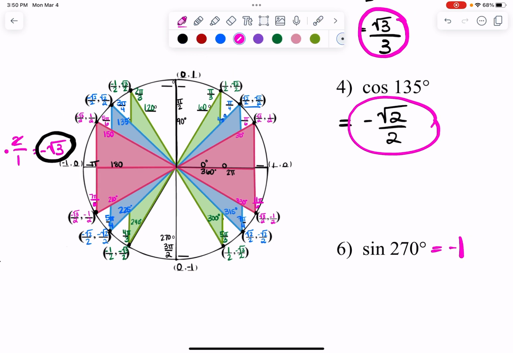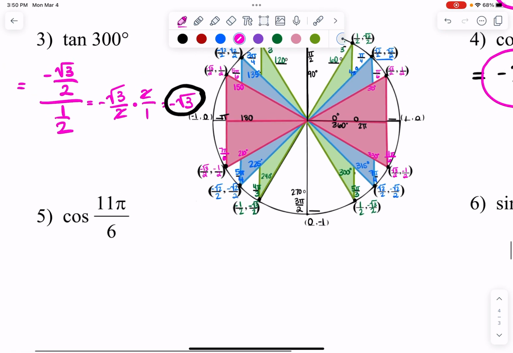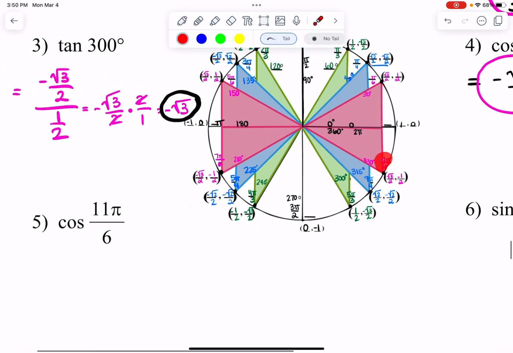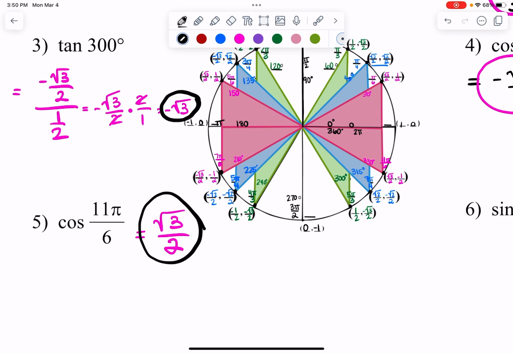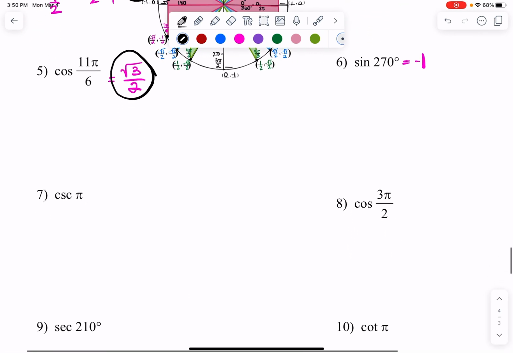Just like that. Let's do cosine of 11 pi over 6 as well. So we find 11 pi over 6, and we're going to look at this coordinate. So cosine will be square root of 3 over 2 as our solution. Then let's do the next few.